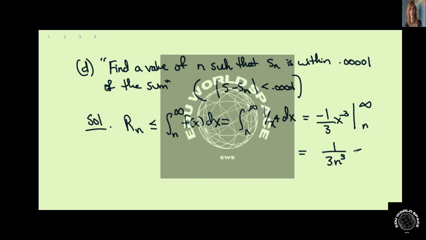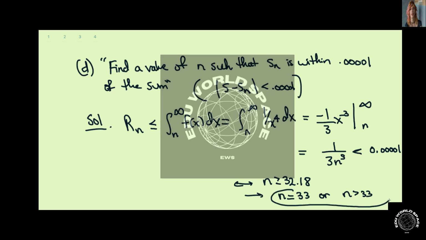And you want this to be less than 0.00001. So go ahead and solve this for n. So you need n to be larger than 32. So you can go ahead and just take n to be 33, or even anything larger than that will be fine. So as long as you're choosing any value of n that's 33 or larger, then that will ensure that Sn is within this number of the S.